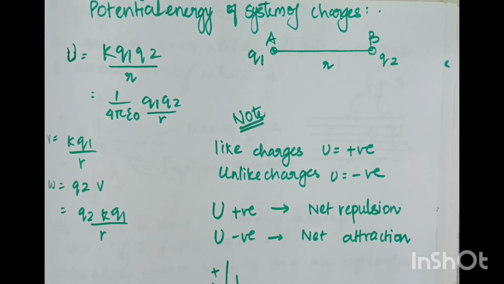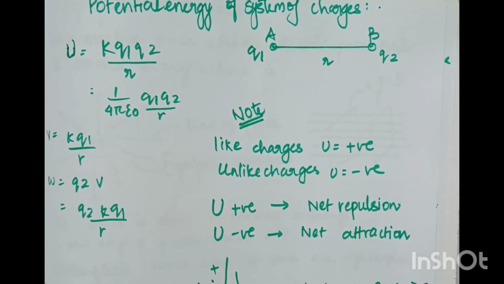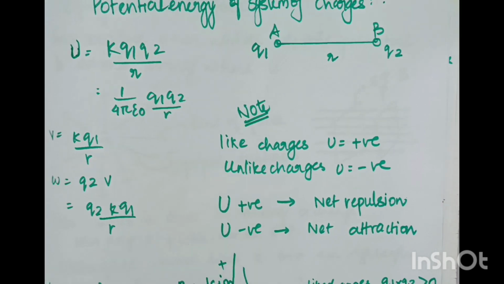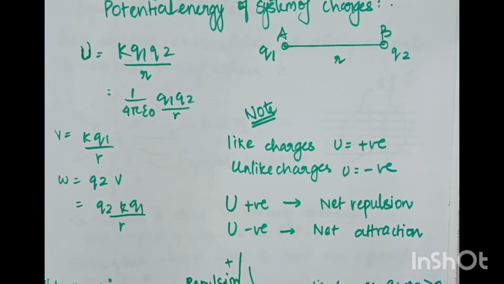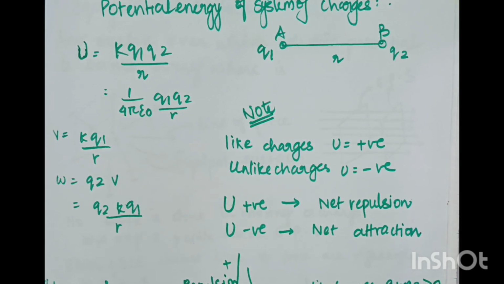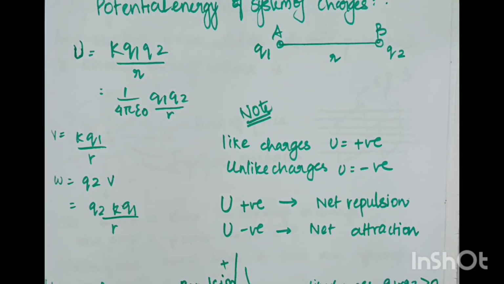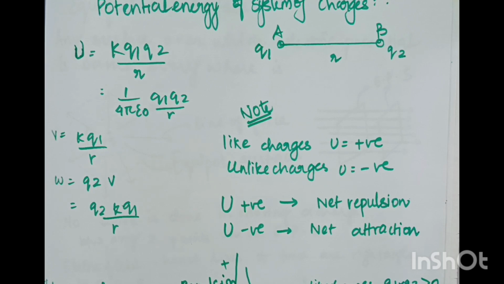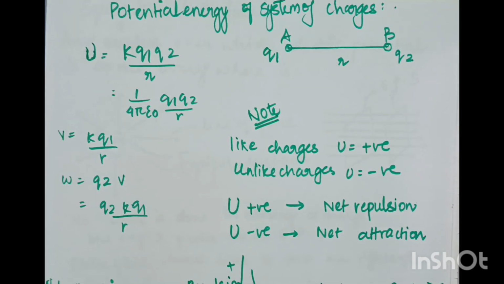Potential energy of a system of charges. So now we have just seen that the expression is k q1 q2 by r. Now we will see what if the charges are like charges and what if the charges are unlike charges.